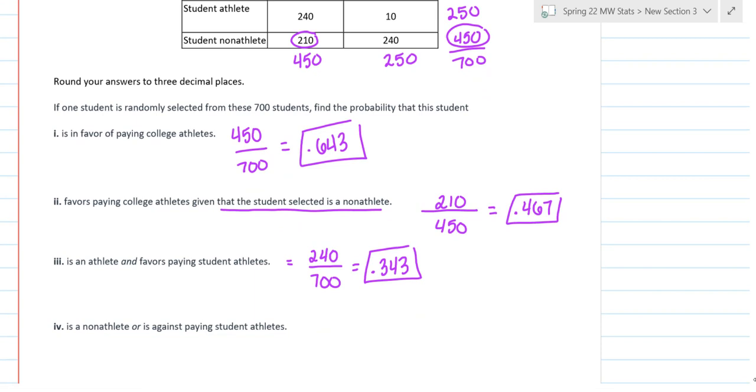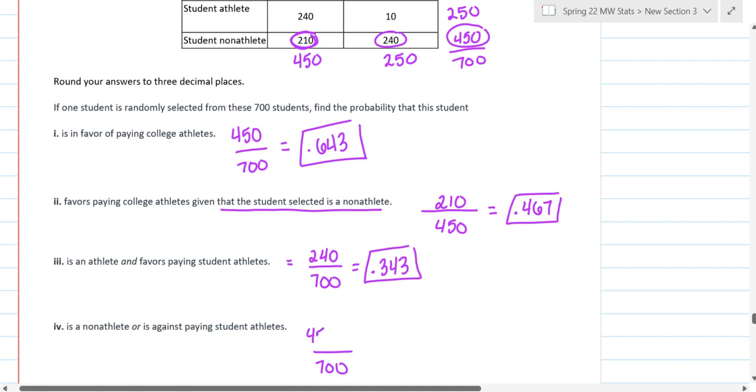Then, is a non-athlete or is against paying student athletes. This is going to be out of 700. Is a non-athlete or is against paying. So the total number of non-athletes, 210 plus 240, so 450, plus the people that are athletes but say no. That's these guys right here, so 10. So 460 out of 700. So I pick one person, and it's just the possibility that they're either a non-athlete, doesn't matter what they said, so it's both of these, or they're an athlete that said no. So 460 out of 700 is 0.657.